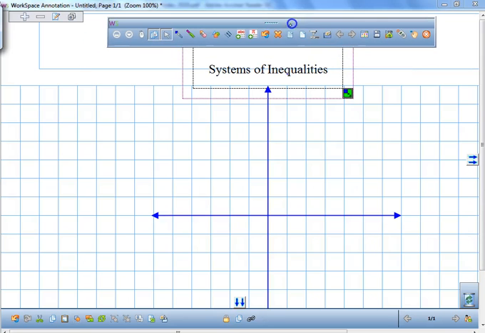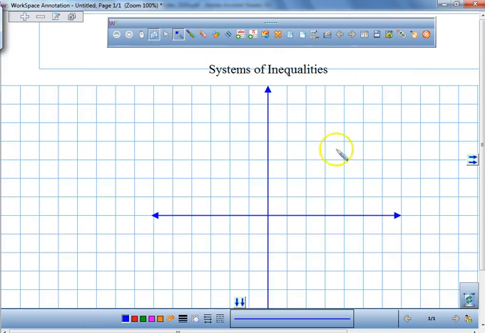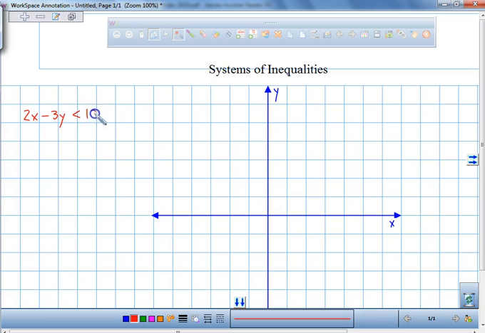All right, everybody, what we're going to be talking about today is systems of inequalities. So make sure you got a beautiful x-axis and a beautiful y-axis. We're going to start with the equation, just a random one. We're going to do 2x minus 3y is less than 12.